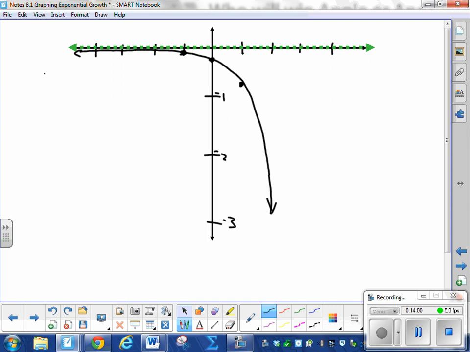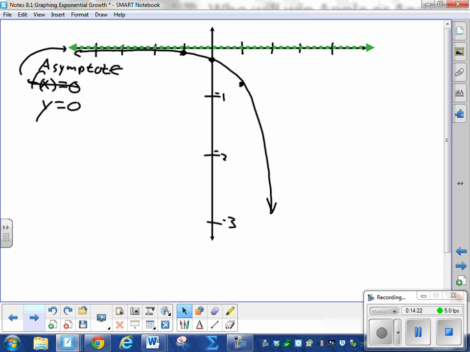And your asymptote is still f of x equals 0. It's still your asymptote. Oh, wait a minute. Was that f of x or y? This one's a y. So scratch that. Y equals 0. Because it's that green line. We're talking for the asymptote, we're talking about this green line right here. Okay. And there's your graph for that one. So it's just like how we've been doing, but now it's upside down.